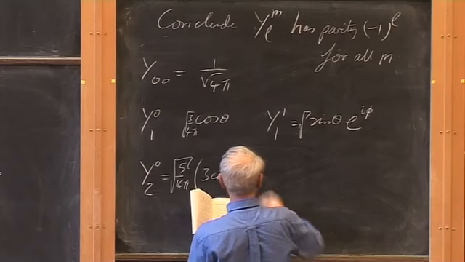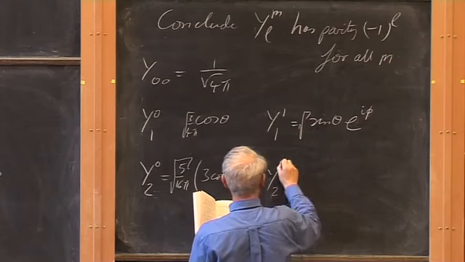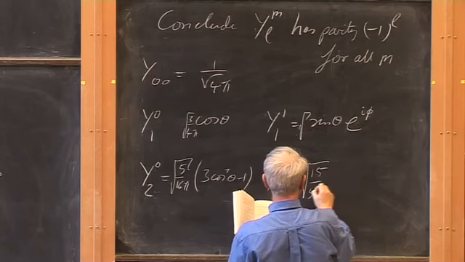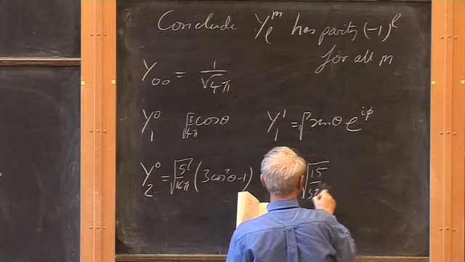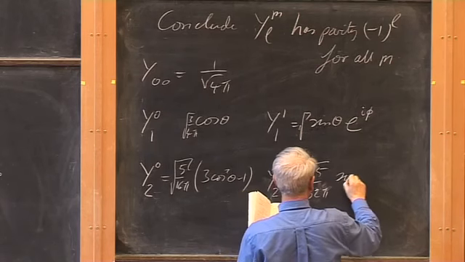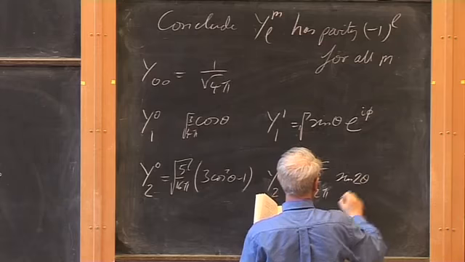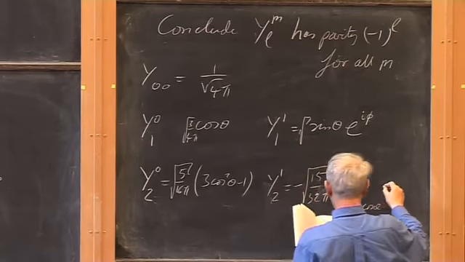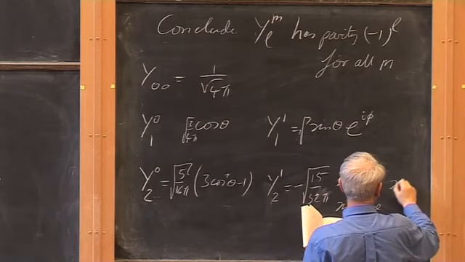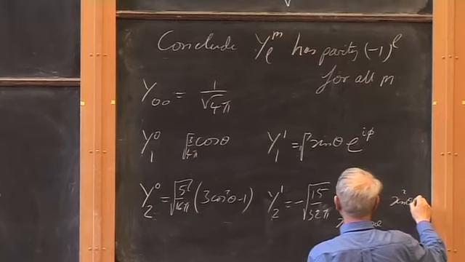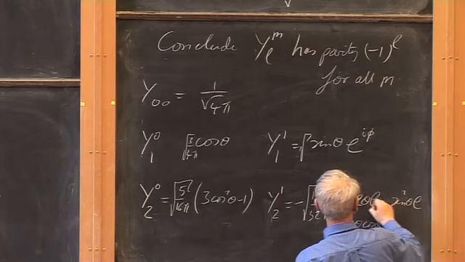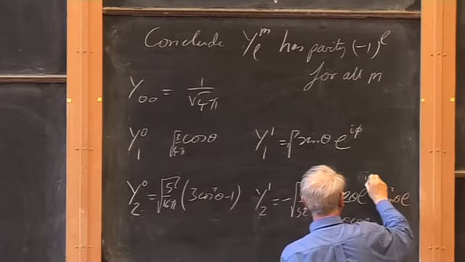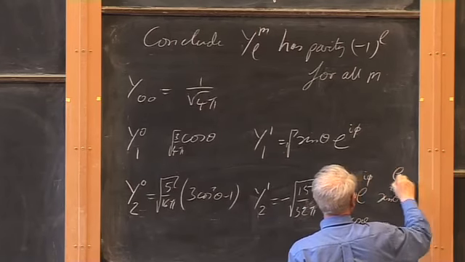And Y_21 is minus the square root of 15 over 32π, which is not so interesting. What's important is it goes like sin 2 theta, which can also be written as sin theta cos theta, and the other one goes like, of course, sin² theta. This one has e^(iφ), and this has e^(2iφ).